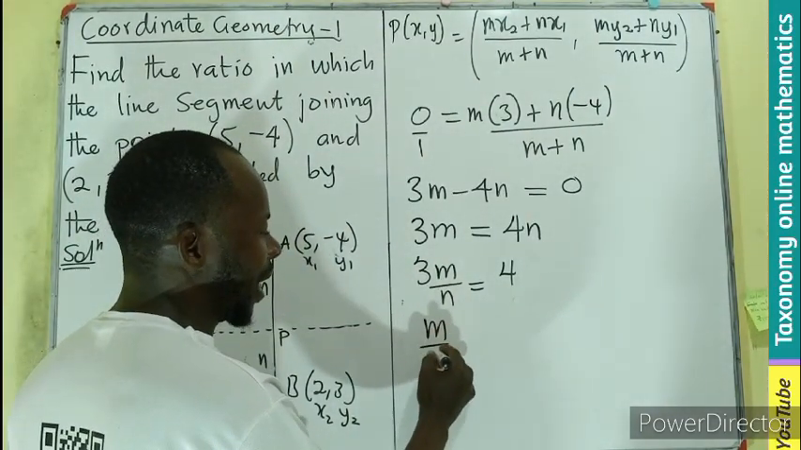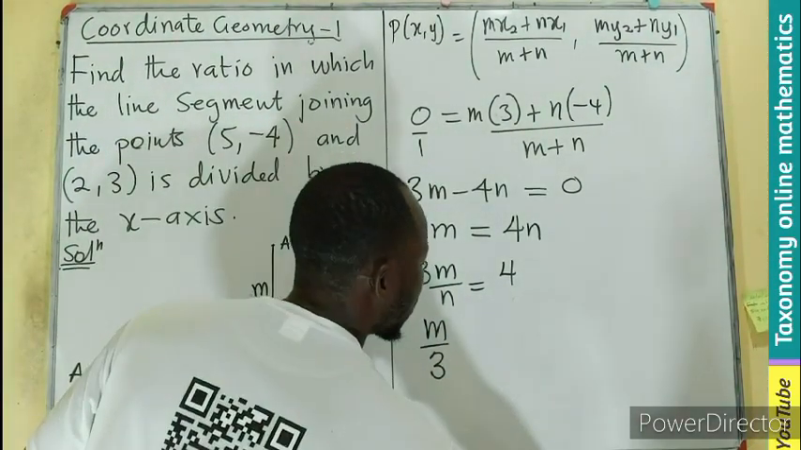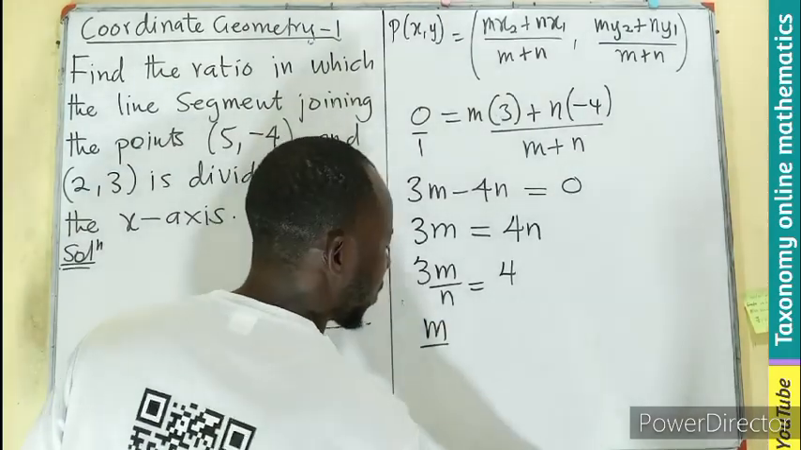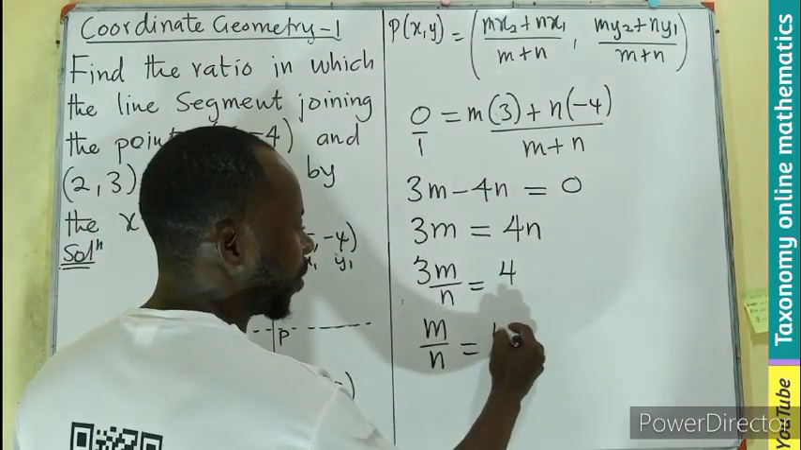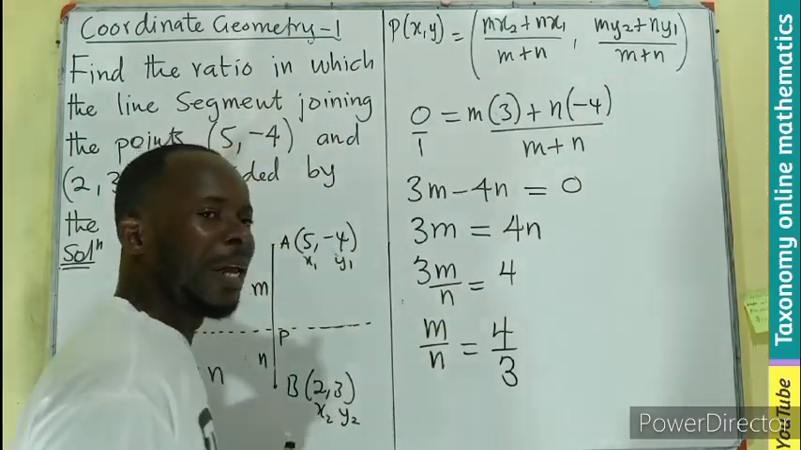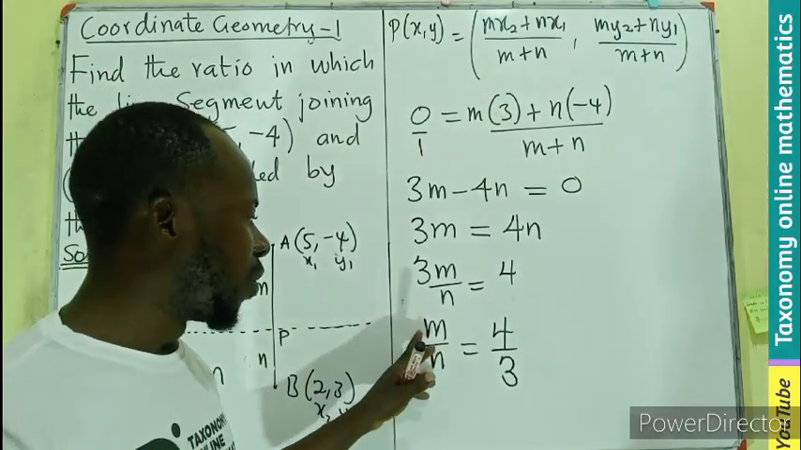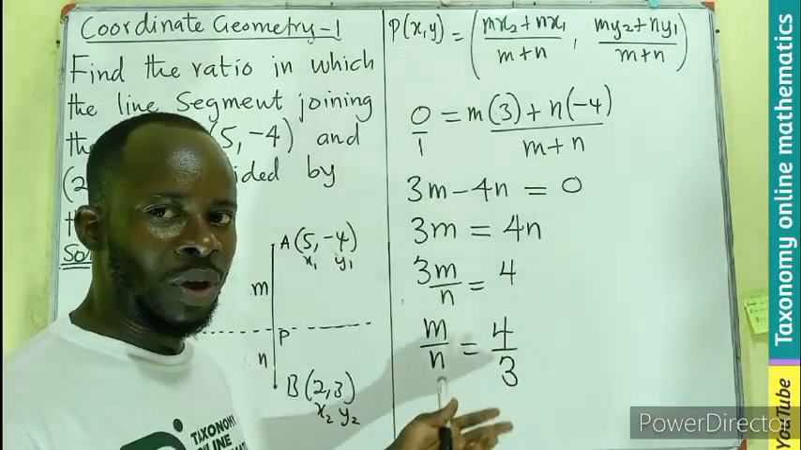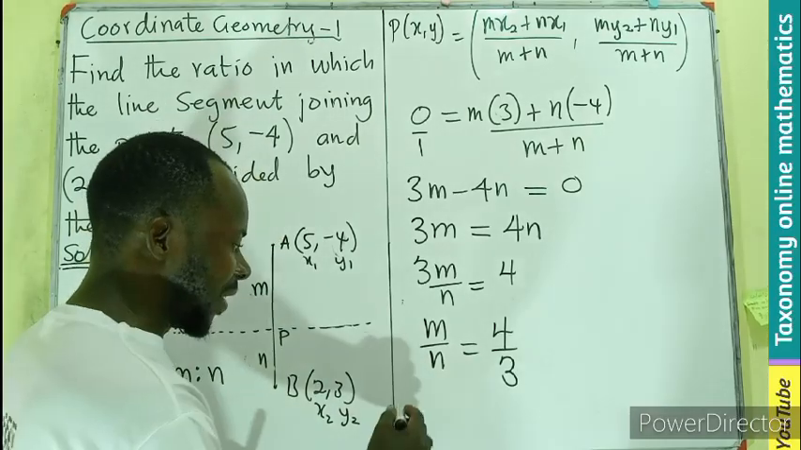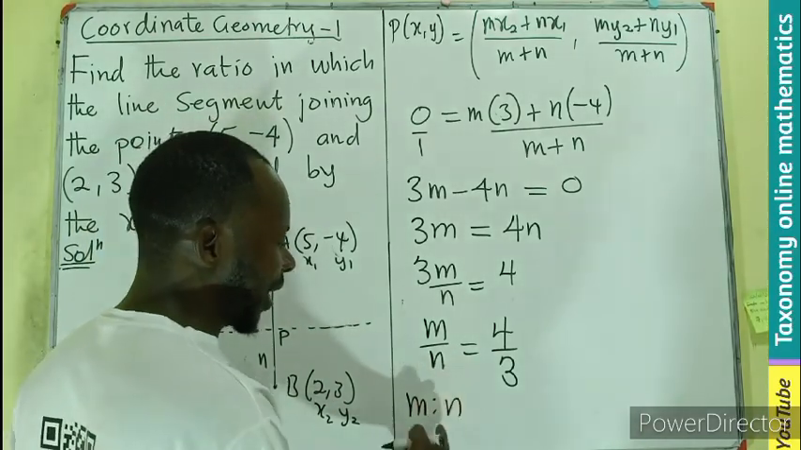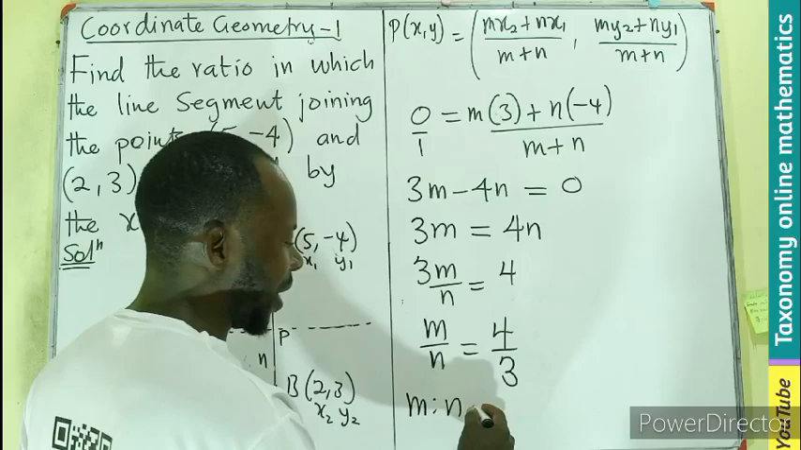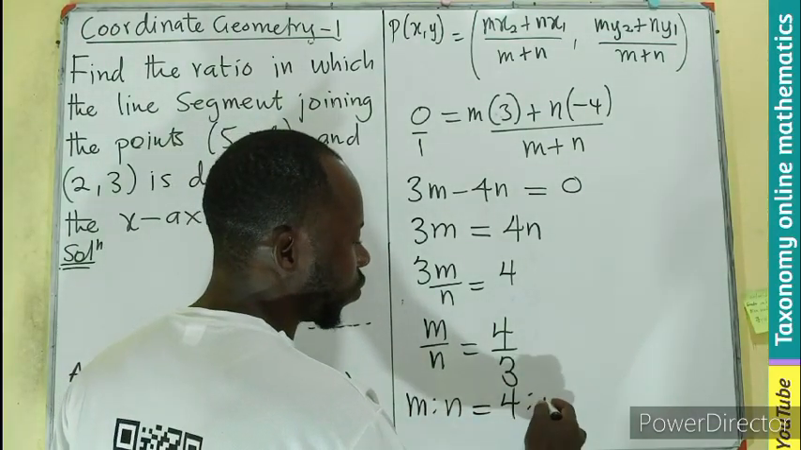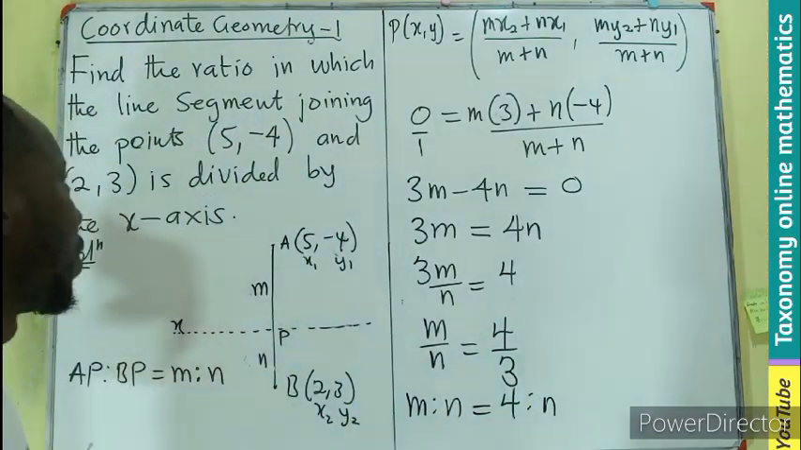Meaning m out of 3 over n will be 4 out of 3. What are we seeing? The value of this is the same as this. This is also the same as this equivalent ratio. So we can say that m is to n as a fraction is equal to 4 is to 3. So what is the ratio we're looking for?